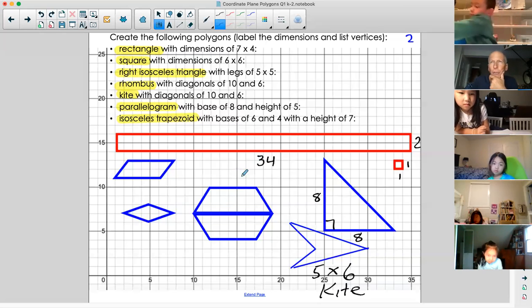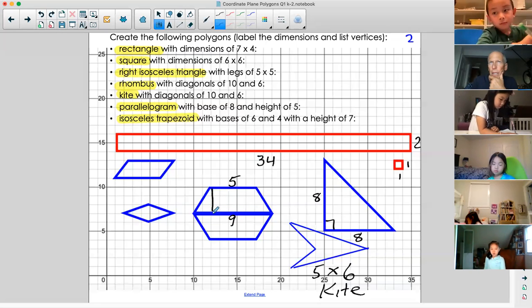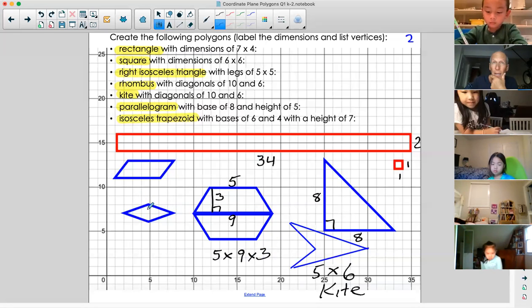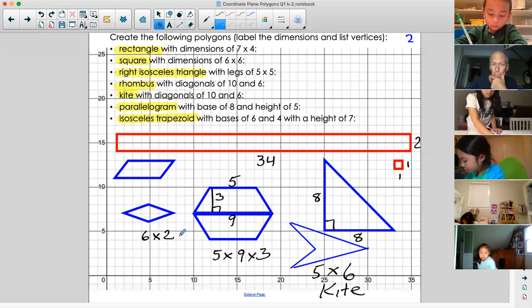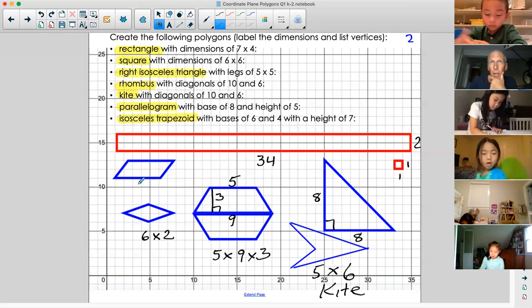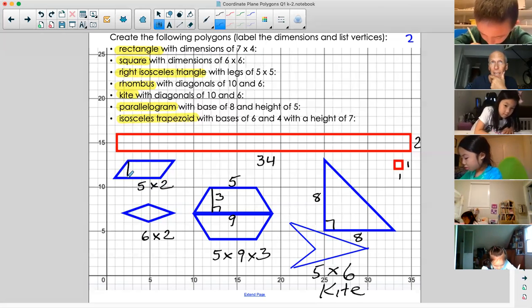I haven't named my trapezoid yet, and I'm going to name it a 5 by 9 by 3 trapezoid. So 5 by 9 by 3. I'm going to name my rhombus a 6 by 2. And I'm going to name my parallelogram a 5 by 2 because the height is 2.